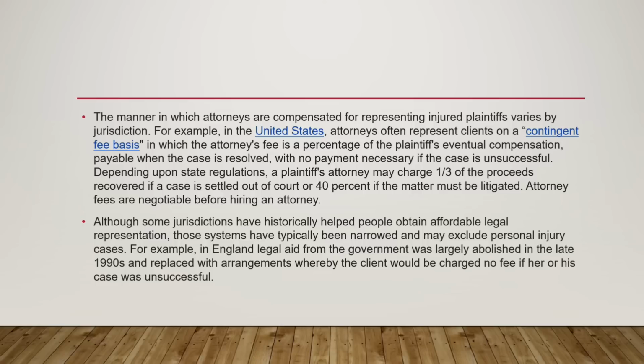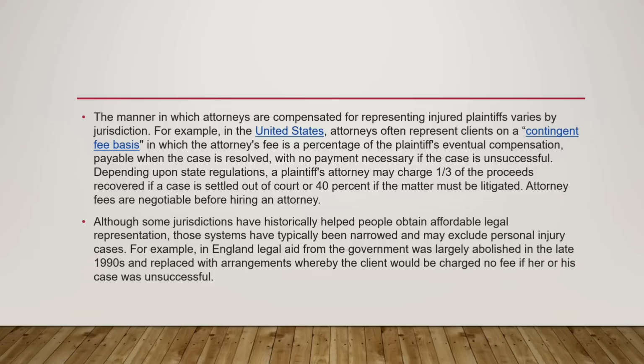Depending upon the state regulations, a plaintiff's attorney may charge one third of the proceeds recovered if a case is settled out of court, or 40% if the matter must be litigated. Attorney fees are negotiable before hiring an attorney.